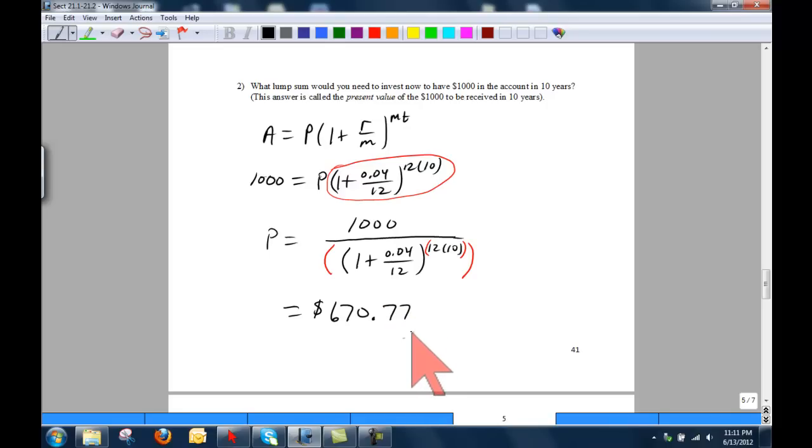Sanity check. Notice that it needs to be less than $1,000. You're going to invest something now and you hope to have it grow to $1,000. Surely you shouldn't have to start with $1,000 or anything greater than that. You should be able to start with something less than $1,000, have it grow up to the $1,000.